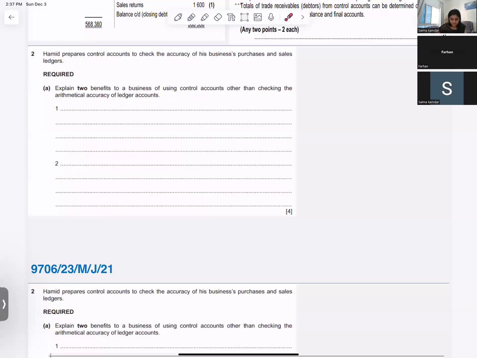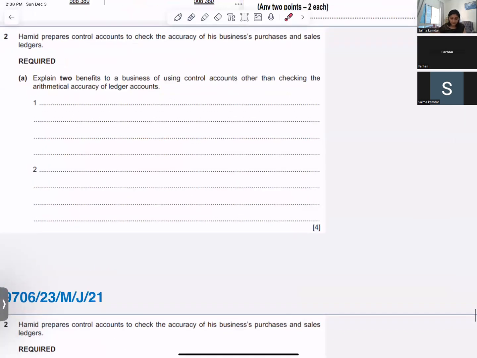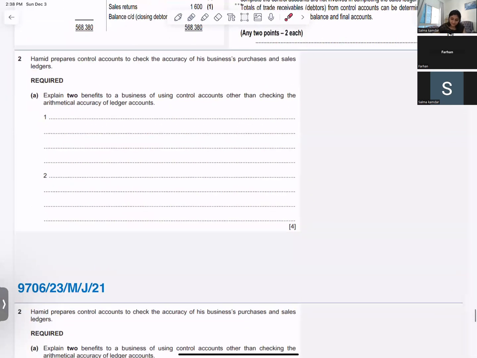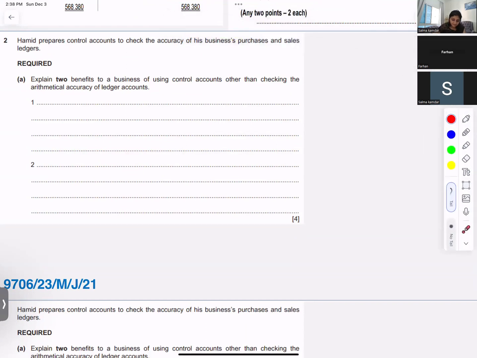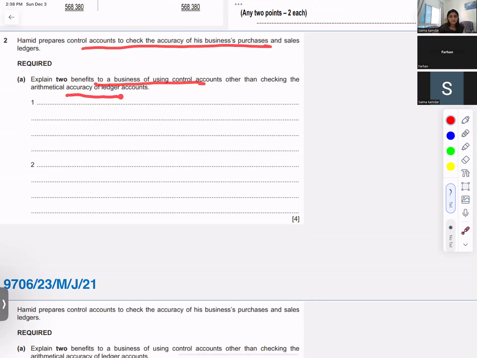Okay, so this is a question from May/June 2021, Paper 23, on control accounts reconciliation. Read the question, Ryan, please. Hamid prepares control accounts to check the accuracy of his business purchases and sales ledgers. Explain two benefits to a business of using control accounts other than checking the arithmetic accuracy of ledgers.